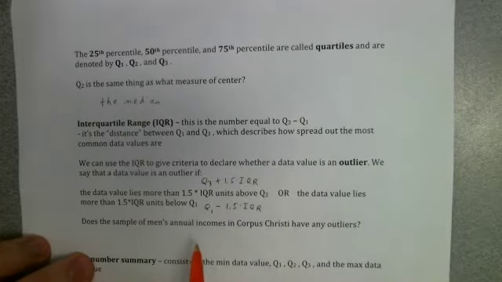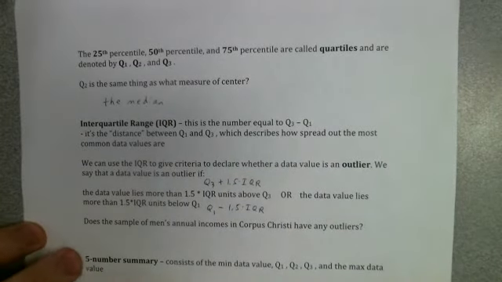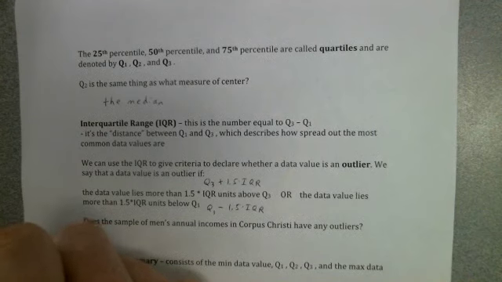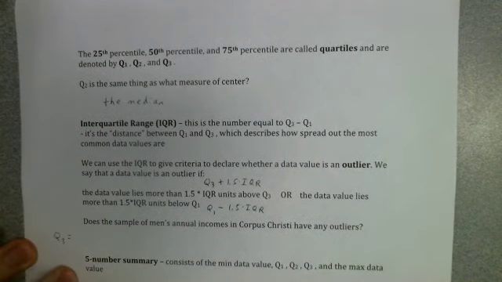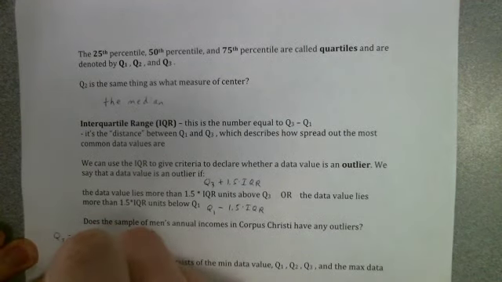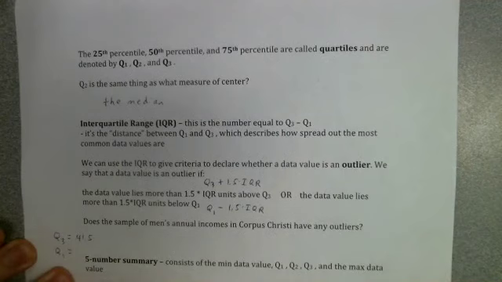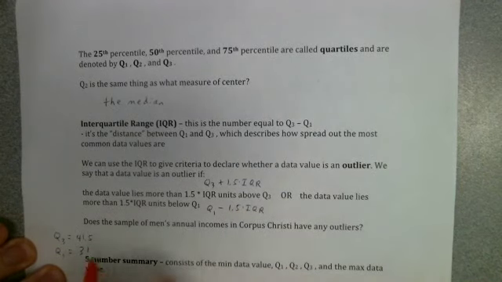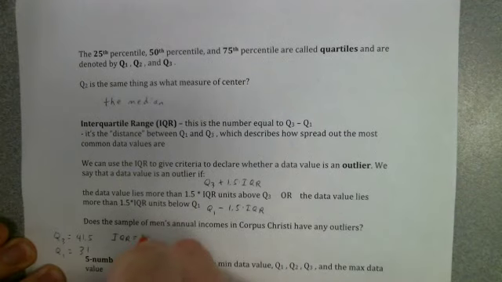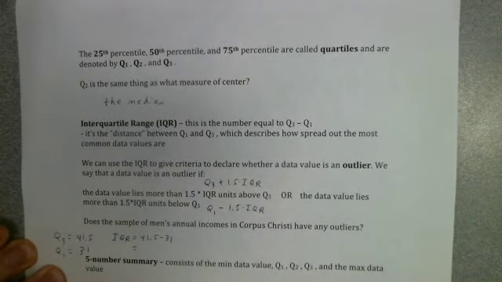Does the sample of men's annual incomes in Corpus Christi have any outliers? Well, we found out that Q3 was $41,500. We found out that Q1 was $31,000. In order to use our formula, we have to compute the IQR, which is Q3 minus Q1. So we do 41.5 minus 31, and we get 10.5.